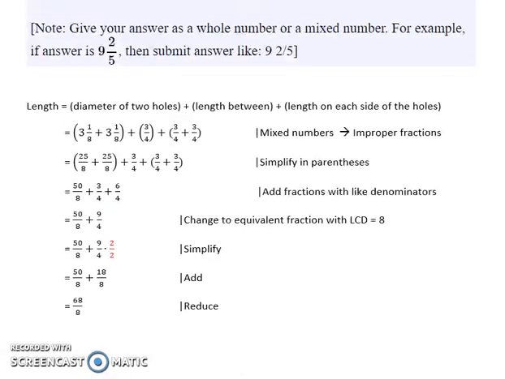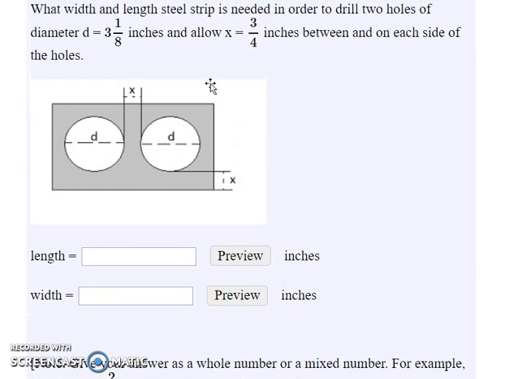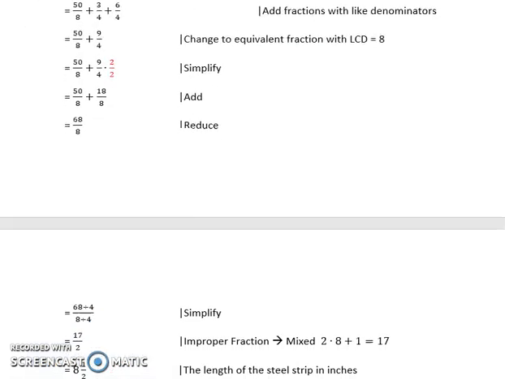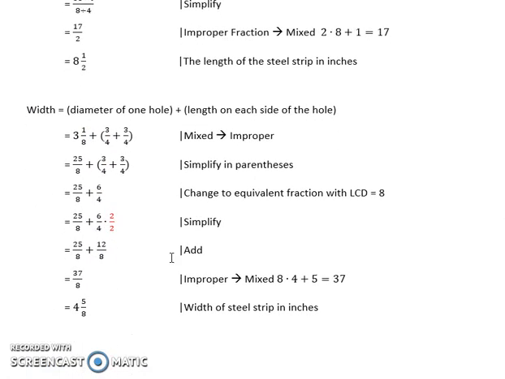For the width, let's go back to our original image. The width would be this length, 3/4 inches, plus the diameter of the hole, which is 3 1/8 inches, plus the length on the other side, which is 3/4 inches. So for the width, we have the diameter of one hole plus the length on each side of the hole. So that's 3 1/8 plus the lengths on each side of that hole, 3/4 inch.